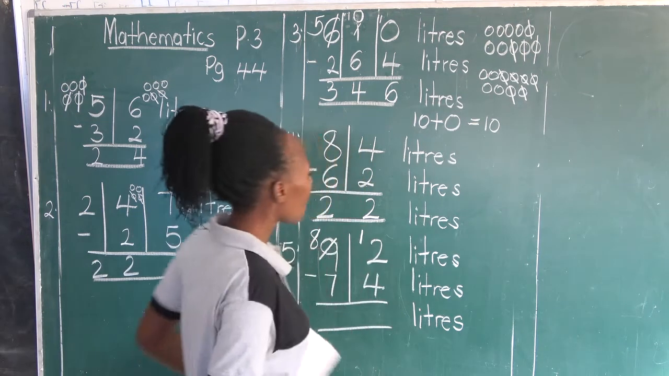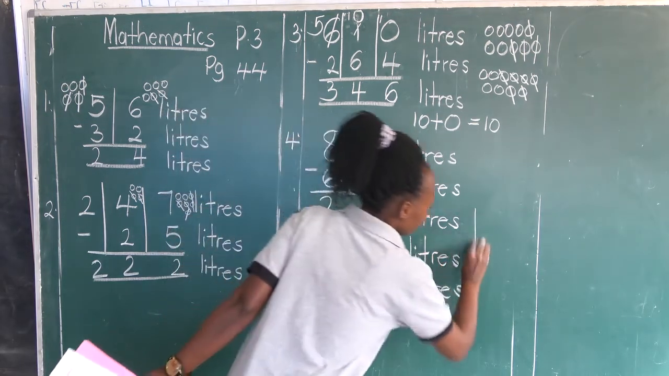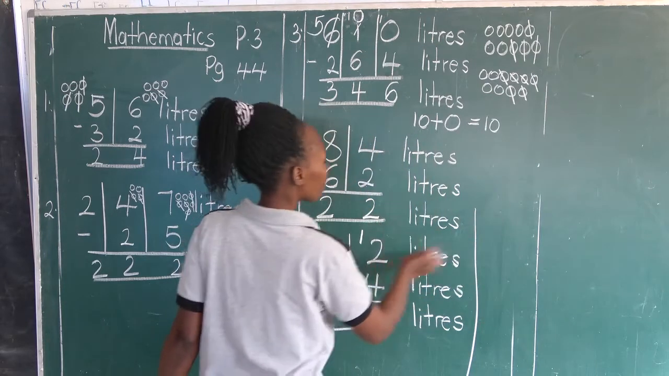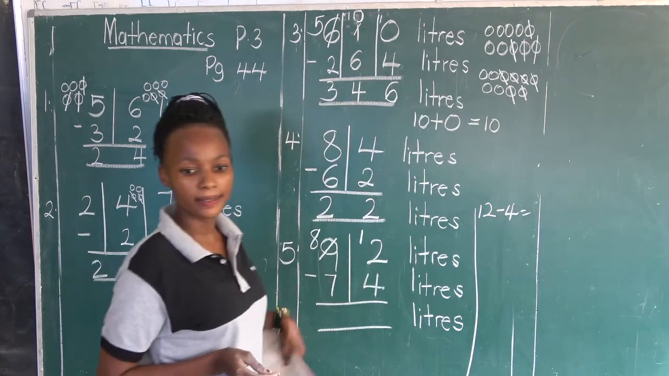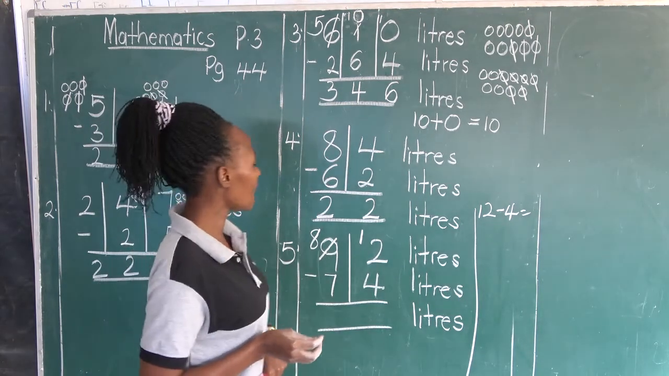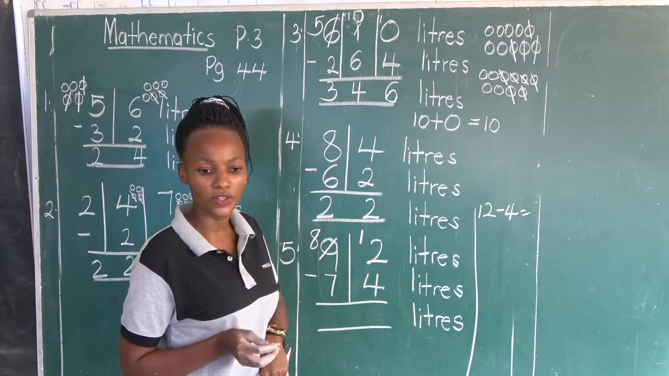We get 12. Now, count your side work. Let's say that this is our side work. Get your 12. 12 take away from. Draw the 12 balls. Draw the 12 balls. You cross out 4.